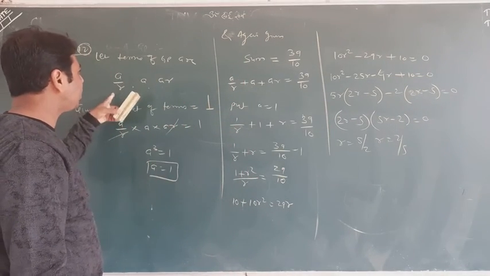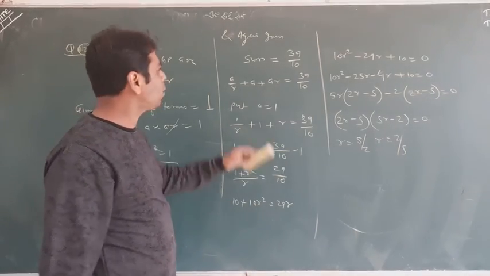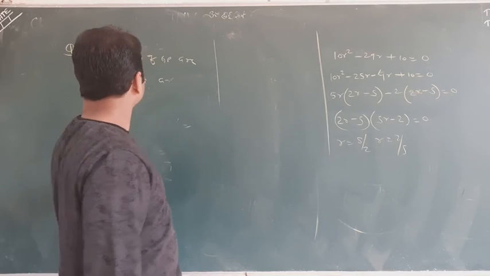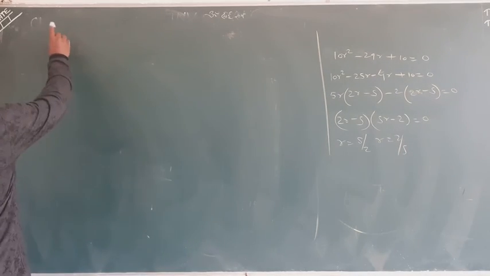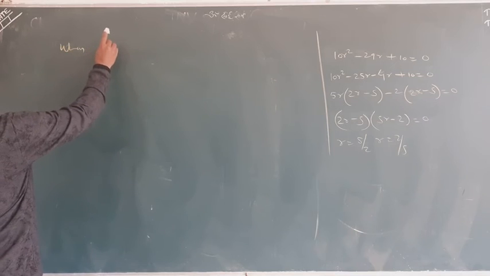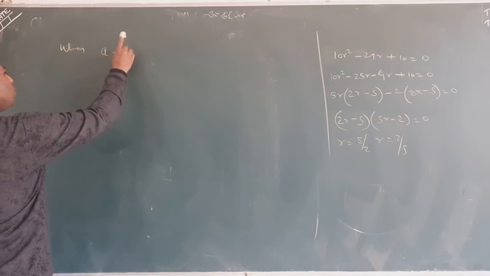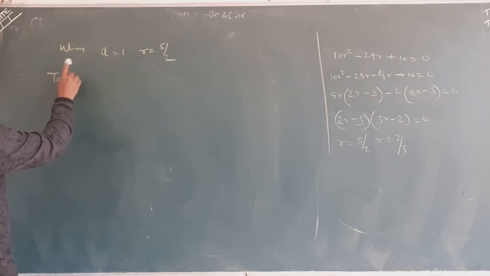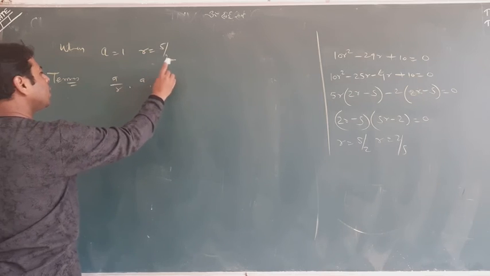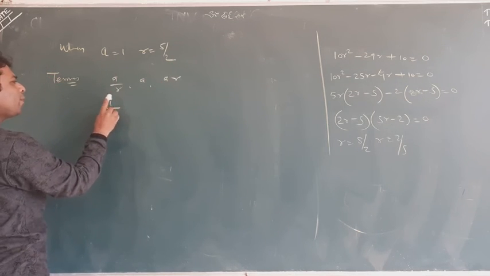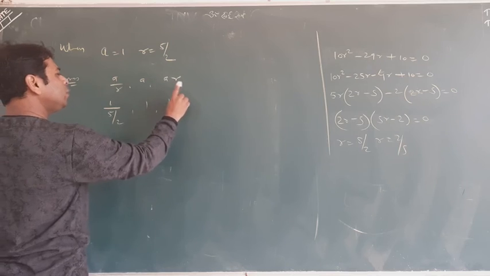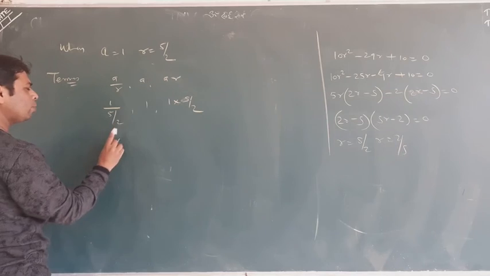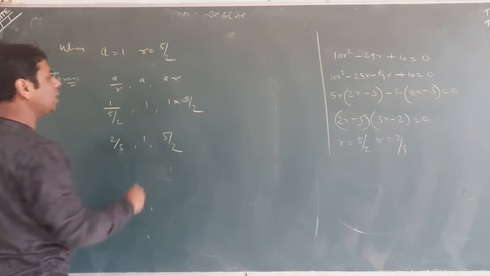We had our terms a/r, a and ar. Now we can find them. Two cases will be taken. When a equals 1 and r equals 5/2, we want to find the terms a/r, a and ar. So a/r is 1 divided by 5/2, which is 2/5, then 1, and 1 into 5/2 is 5/2. These are the answer.